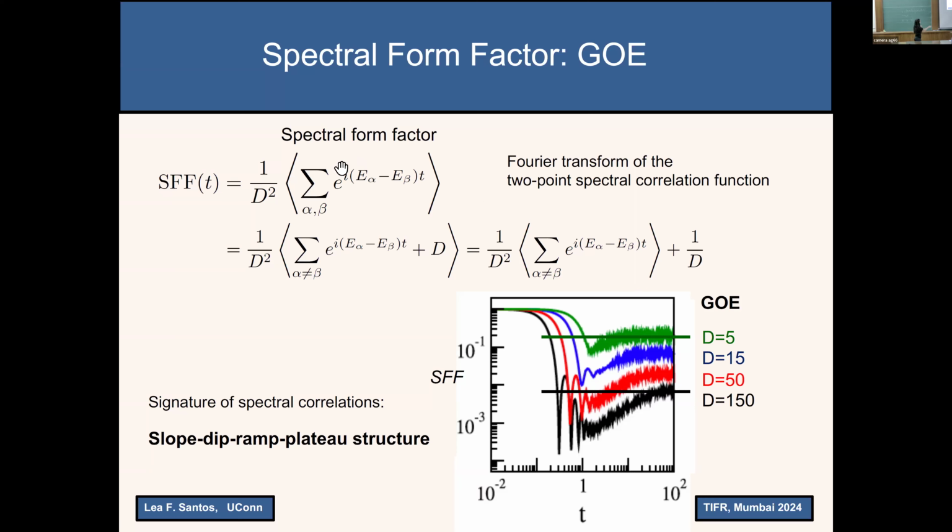With this quantity, we are going to detect short and long-range correlation. But let's talk a little bit more about it. T here is time. When T is zero, because of this normalization, I start at one. Now let me open this double sum. I have the term when alpha and beta are different, and the term when alpha and beta are equal, which is just the dimension, the sum of ones. So this term is changing, and this is a constant.